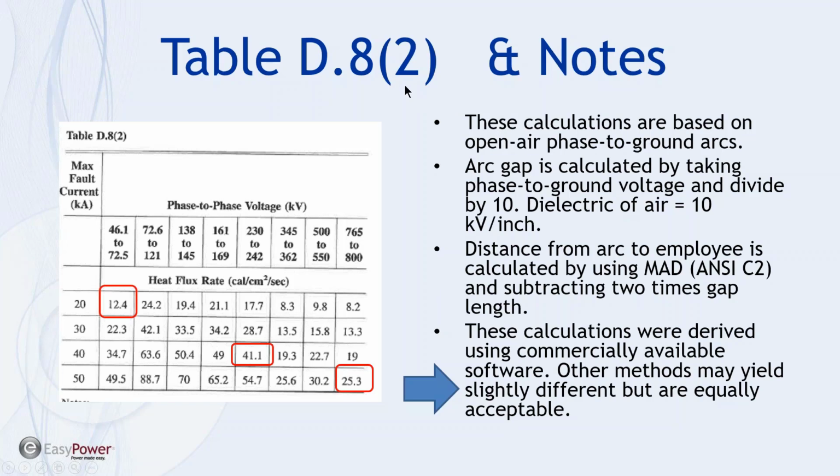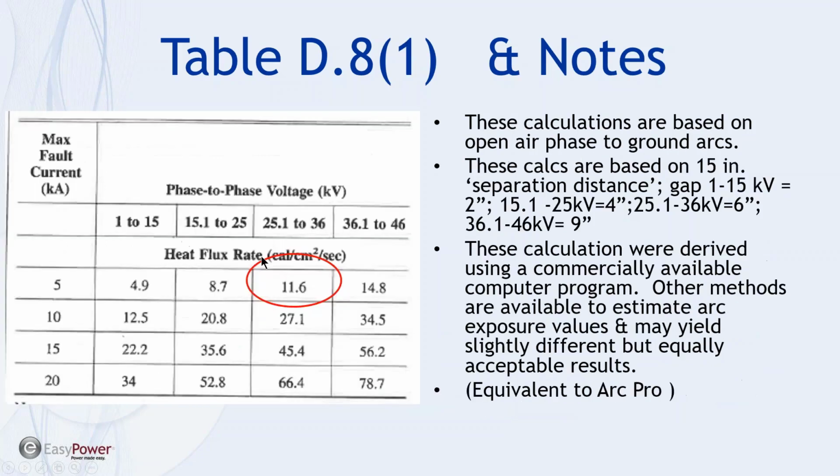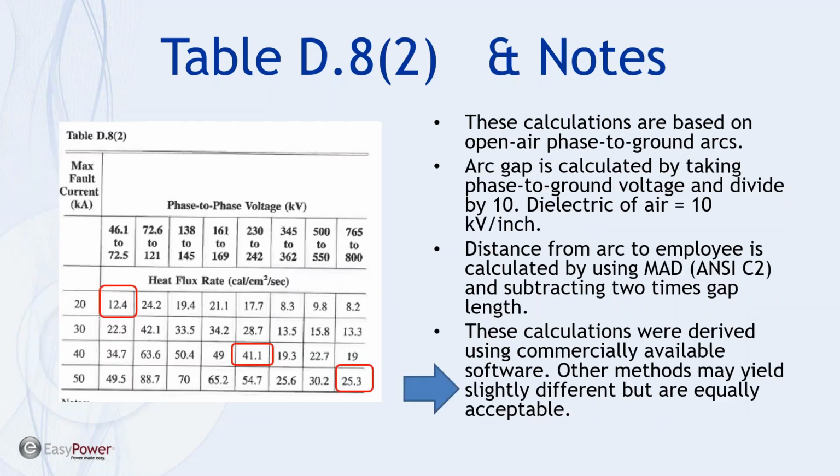All right, then in table 8.2, the calculations were again based on open air phase to ground faults. And the reason I have a couple of these data points highlighted is that these are the examples I'm going to walk through. So what this is telling us, in fact, let me go back to the other one. We're actually talking about a heat flux rate, which is calories per centimeter squared per second. And so if we have some way to measure the time of the arc, this will give us the ability to produce the heat radiation and the incident energy.